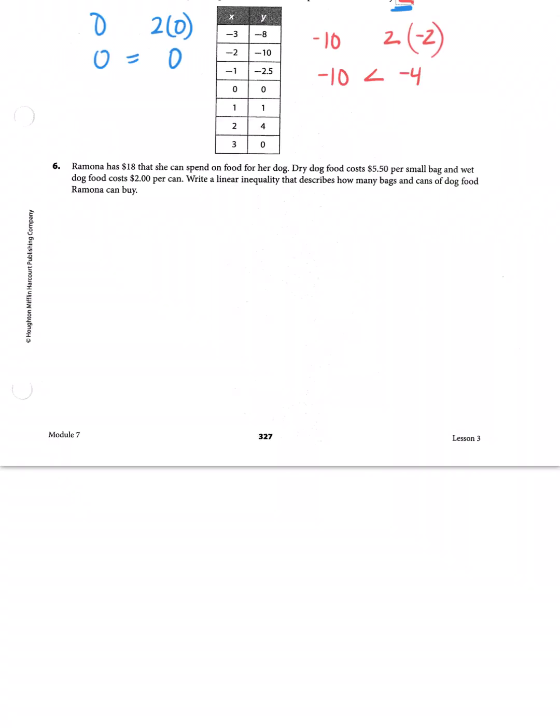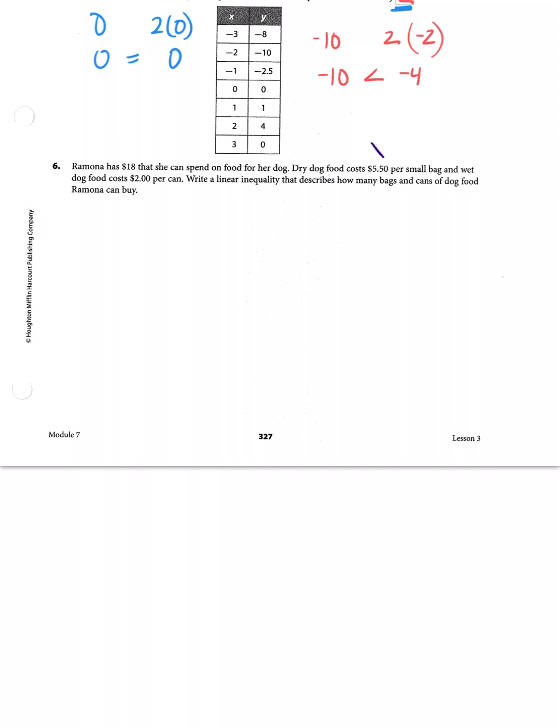Ramona has $18 that she can spend on food for her dog. Dry dog food costs $5.50 per small bag, and wet dog food costs $2 per can. Write a linear inequality that describes how many bags and cans of dog food Ramona can buy.